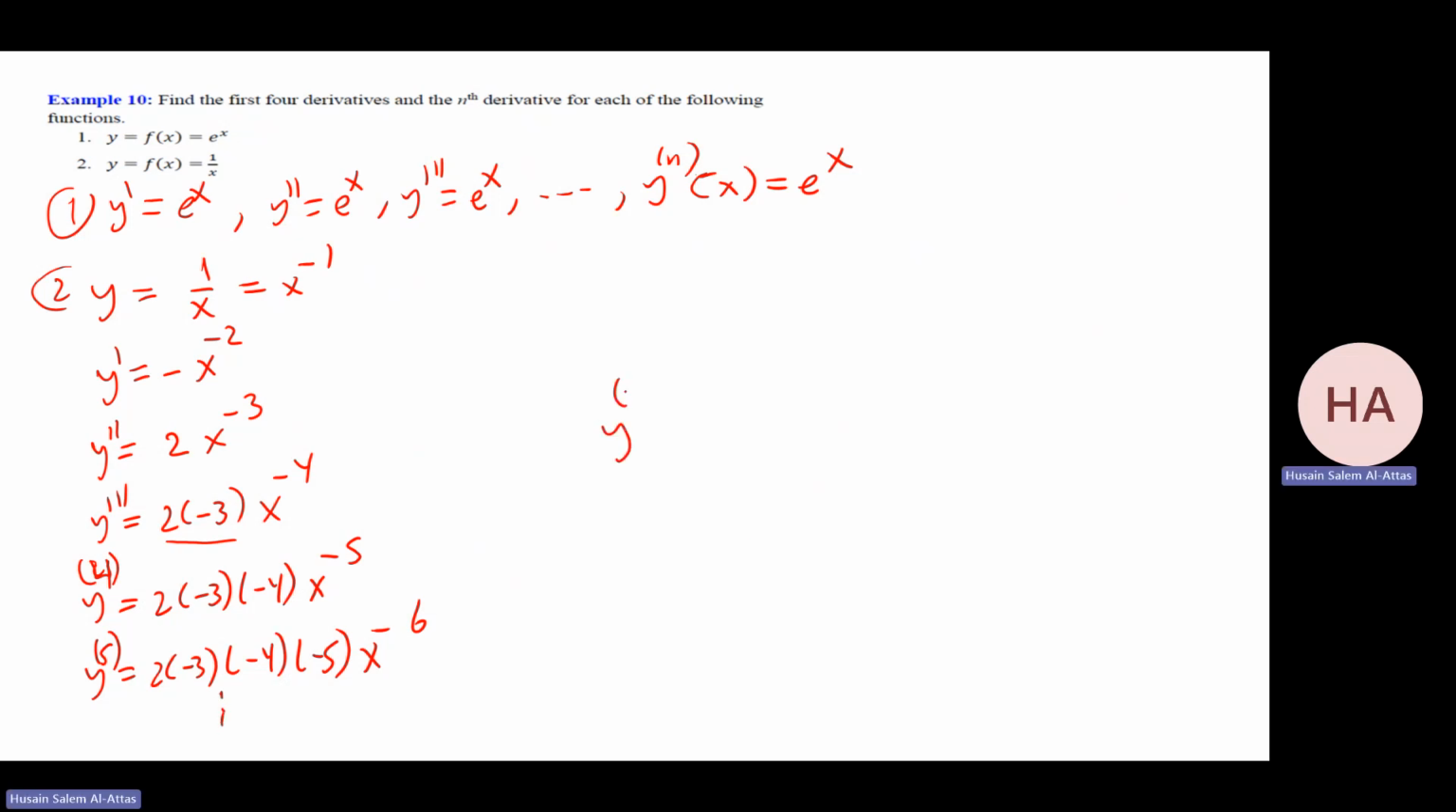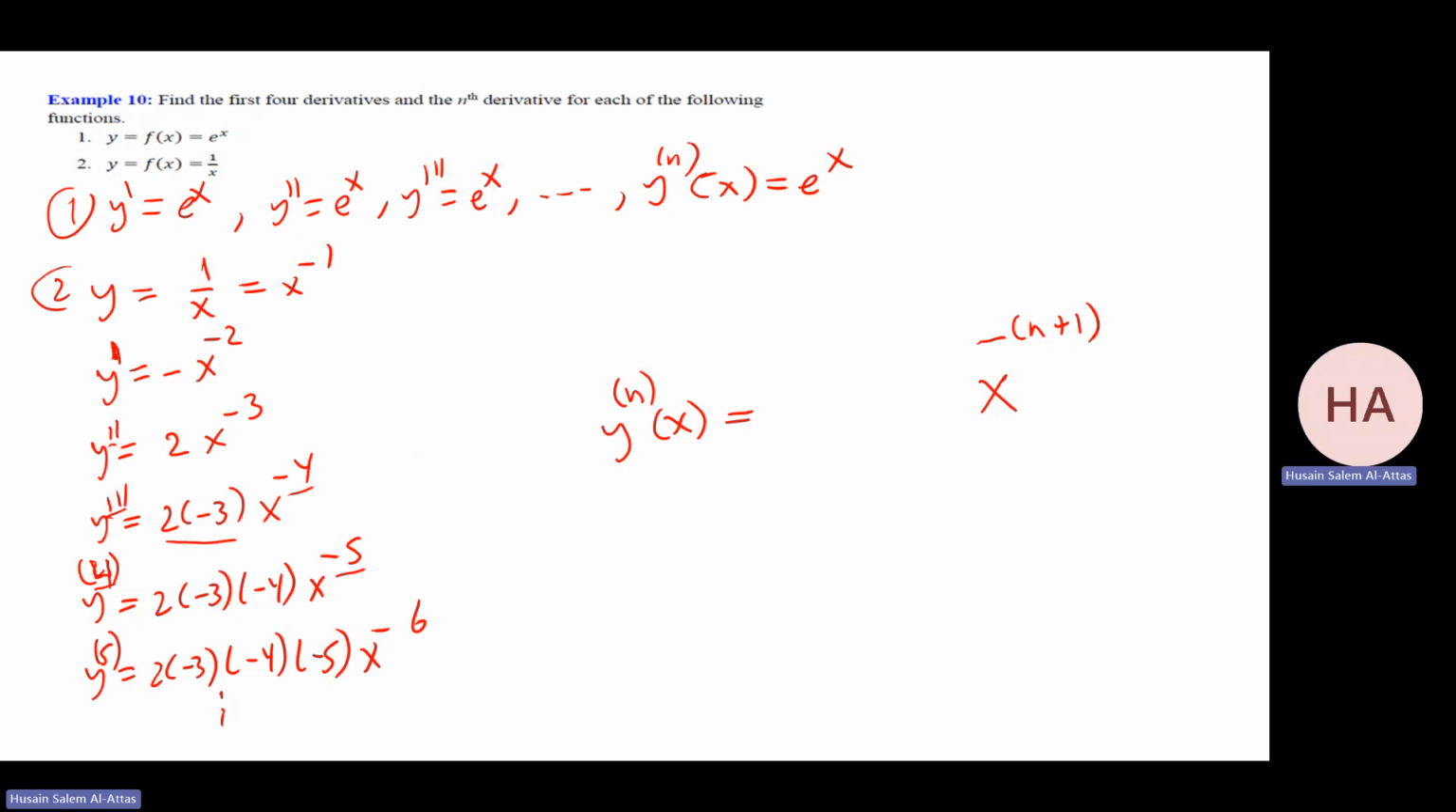Let me try to think about the nth derivative now. It will be x to the power what? First, it's minus 2. Second, minus 3. Third, minus 4. Fourth, minus 5. So it will be minus n plus 1. It's a minus, but the value is n plus 1. I have the first derivative 2, second derivative 3, third, and all those times minus 1.